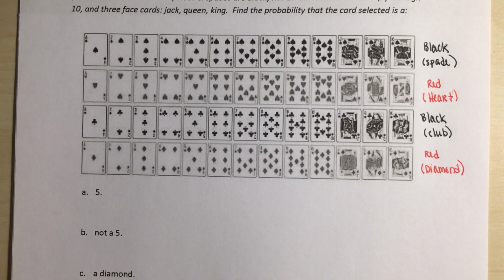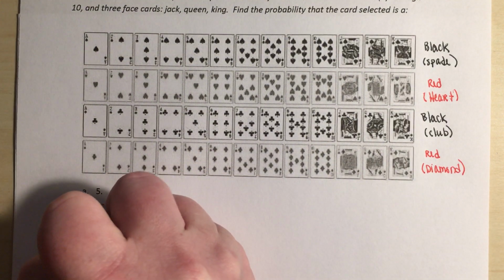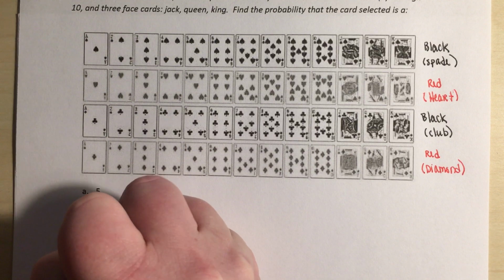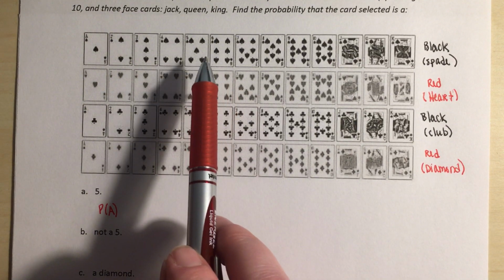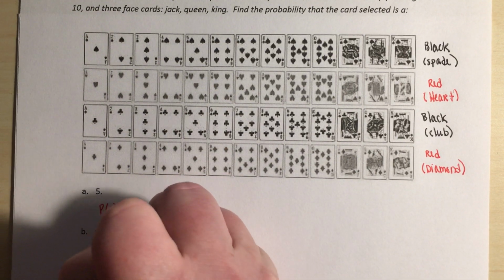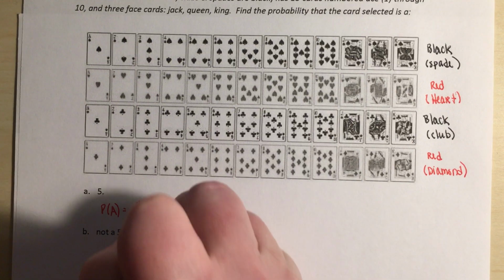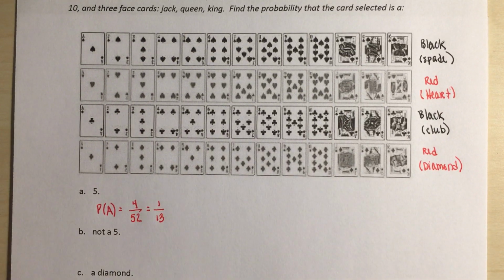All right, so we're asked to identify a bunch of different theoretical probabilities. First, find the probability that the card selected is a 5. We're just going to call this event A because it's example A. If we look in our picture, there are exactly 4 5s. So 4 out of 52. If we reduce this into lowest terms, it gives us 1 out of 13.